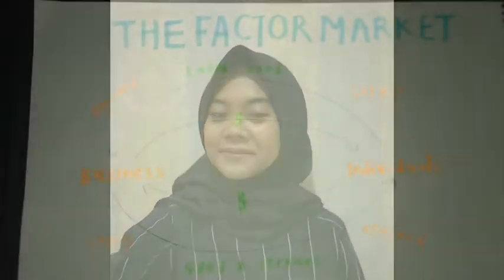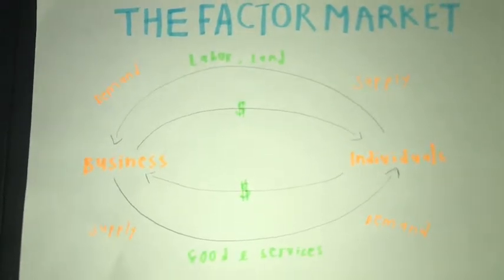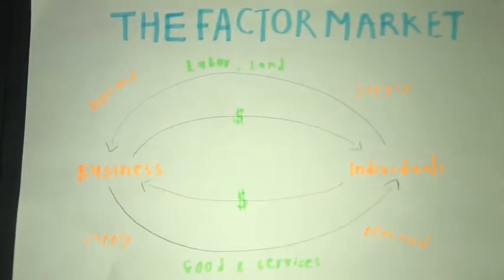Now I'm going to explain about the factor market, chapter 27, microeconomics. I hope you understand and keep on watching. Hello, so now I'm going to explain about the factor markets from microeconomics chapter 27.